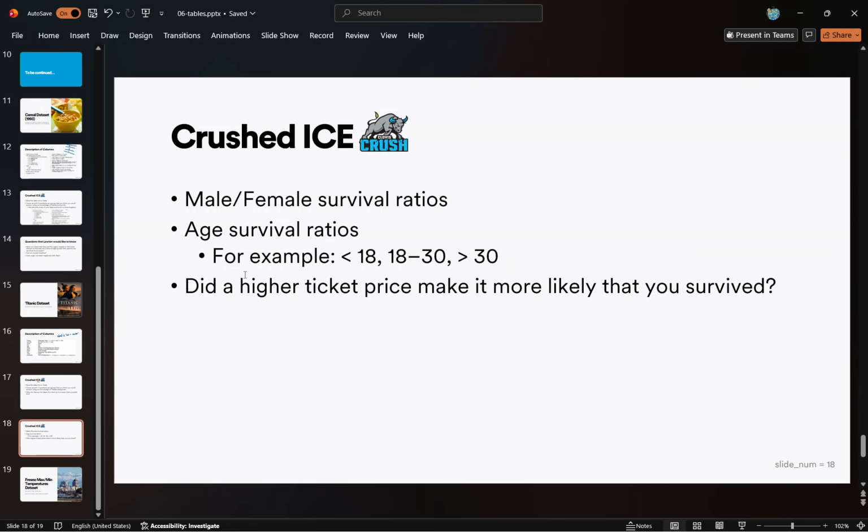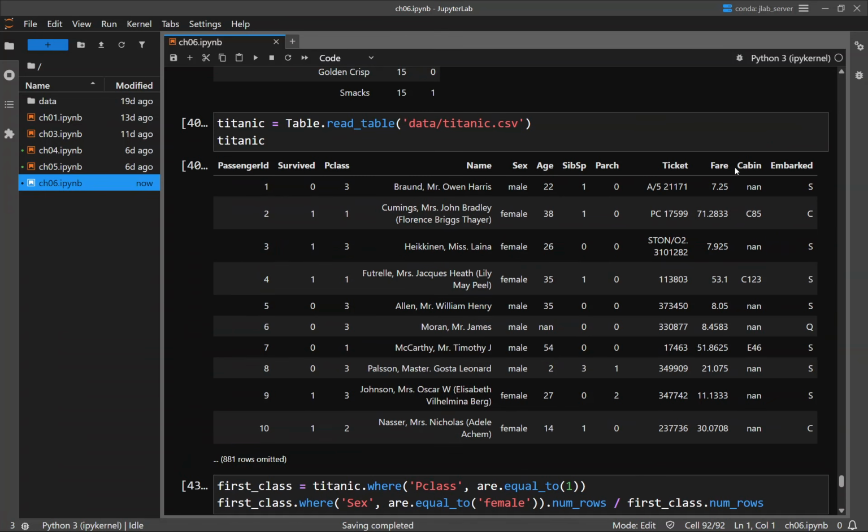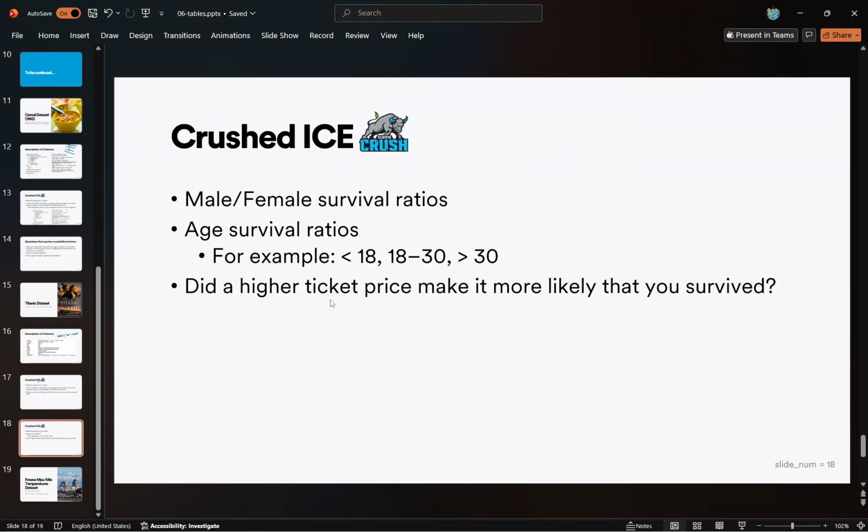And then finally, try to ask this question, see if you can formulate it properly. If you spent more money on your ticket price, and that's in the fare column, that's how much they spent on their ticket. If you spent more on your ticket, does it mean you survived? Do they try to save the rich people?